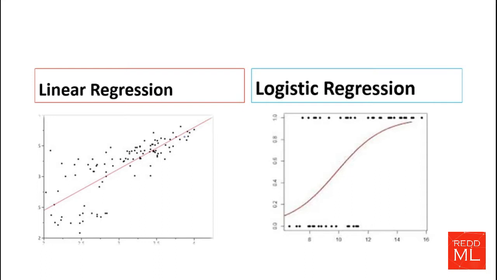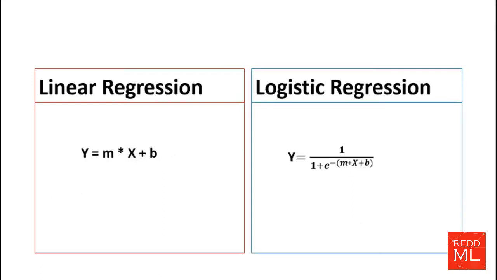Let's go and see the formula as well. The linear regression equation is y equals m multiplied by x plus b. Now, to feed the straight line into an S shape, the logistic regression formula is y equals 1 divided by 1 plus e to the power of minus (m multiplied by x plus b). Here, e is Euler's number, a constant of 2.71828. So this was the formula.